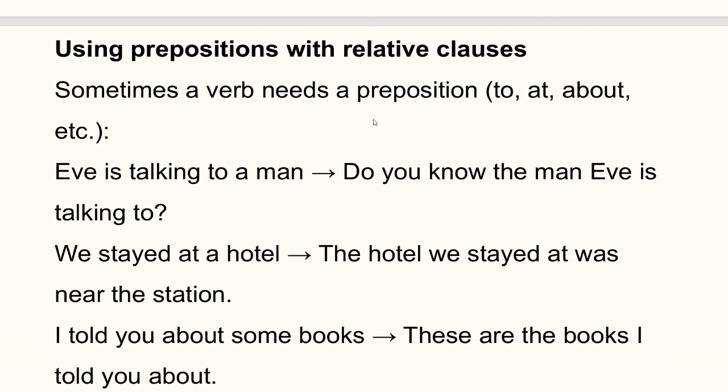Sometimes a verb needs a preposition: to, at, about, etc. Eve is talking to a man. Do you know the man Eve is talking to? We stayed at a hotel. The hotel we stayed at was near the station. I told you about some books. These are the books I told you about.